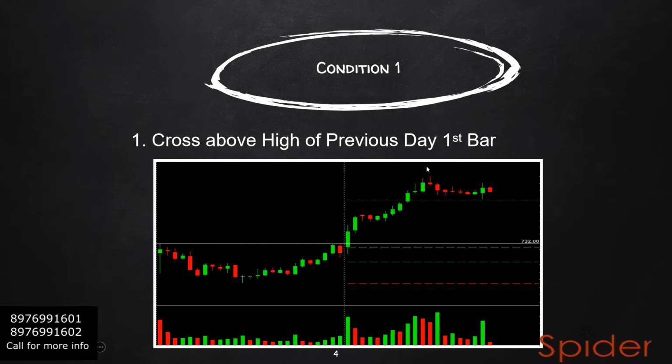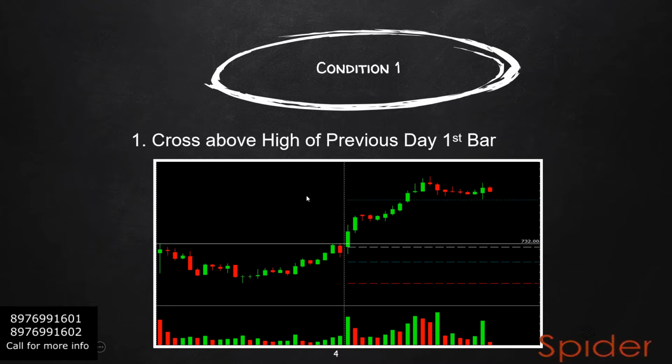So we don't have to wait for this proper rally to come. We can book a profit in a stock option when we get 10% of our total investment. So this was a proper trade, and this is the result you'll get in the scanner regarding cross above high of previous day first bar.